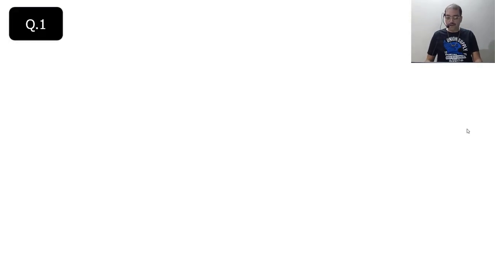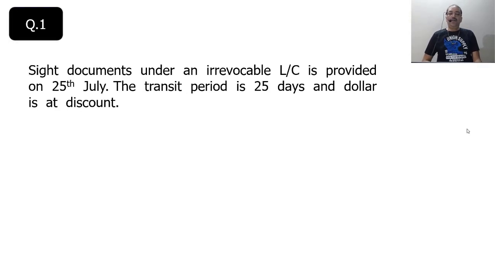Discounted rate of August. First write down: site documents under an irrevocable LC is provided on 25th of July.